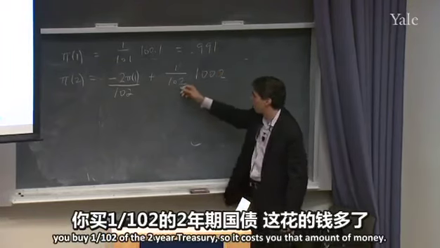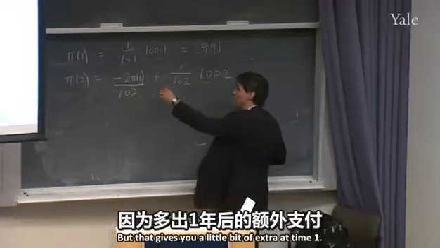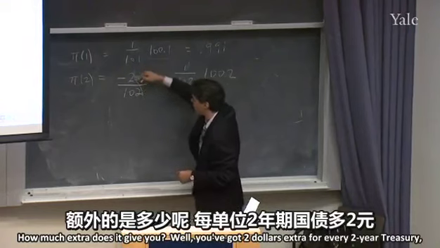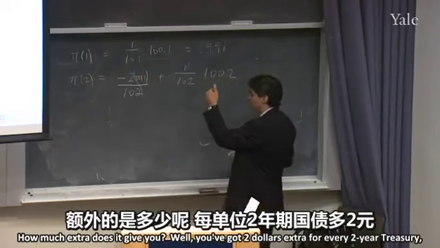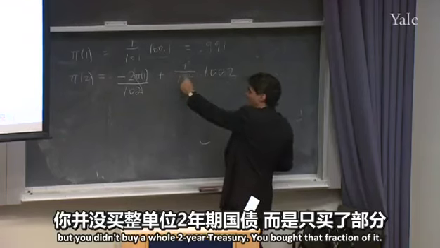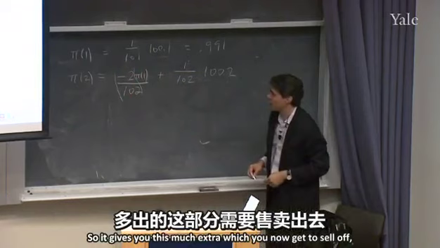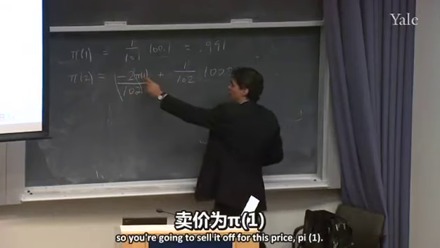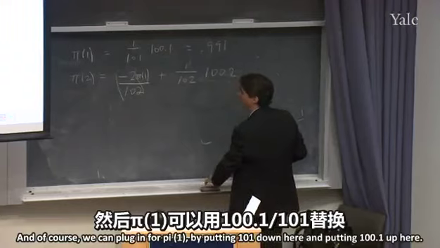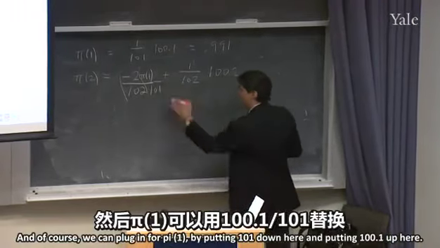You buy 1/102nd of the 2-year treasury, so it costs you that amount of money. But that gives you a little bit of extra at time 1. How much extra does it give you? Well, you've got $2 extra for every 2-year treasury, but you didn't buy a whole 2-year treasury. You bought that fraction of it, so it gives you this much extra, which you now get to sell off. So you're going to sell it off for this price, pi 1. And of course, we can plug in for pi 1 by putting 101 down here and putting 100.1 up here.